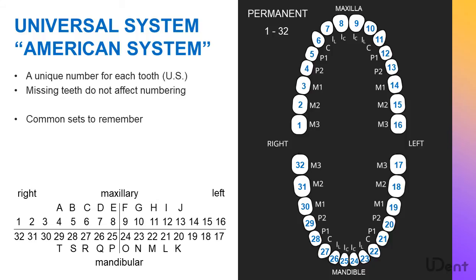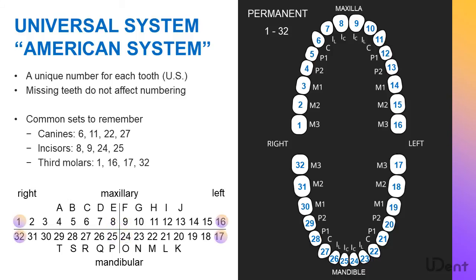For easier memorization, there are certain sets of teeth to keep in mind. The 4 canines: 6, 11, 22, 27. The 4 incisors: 8, 9, 24, 25. And the 4 third molars: 1, 16, 17, 32. Knowing these sets will help us with reconstructing the arch on paper and understanding other concepts such as static and dynamic occlusion.